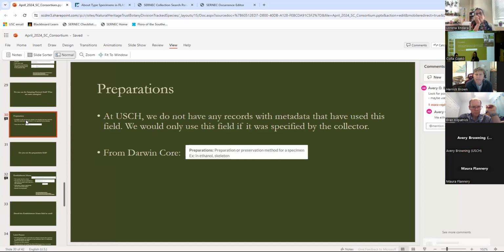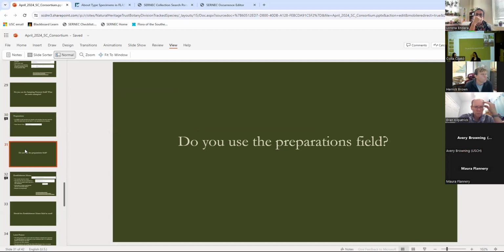So for preparations, this is another field that we haven't seen used. We don't have any records with metadata for this. I've also been checking in Portal because I thought that might be a good one where they would talk about preparation like rehydration, but nothing in there. Darwin Core defines this as preparation or preservation applied to the specimen. So at this time, we would only use this field if it was specified by the collector. Do you guys use the preparations field? I don't.